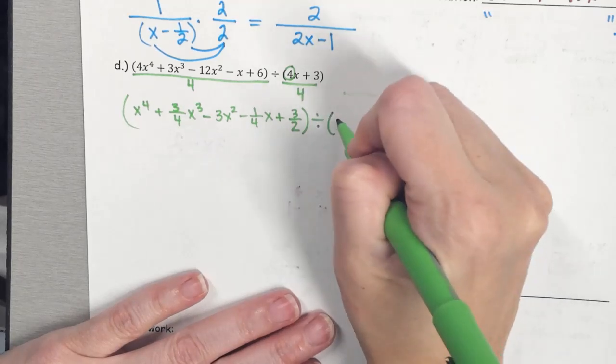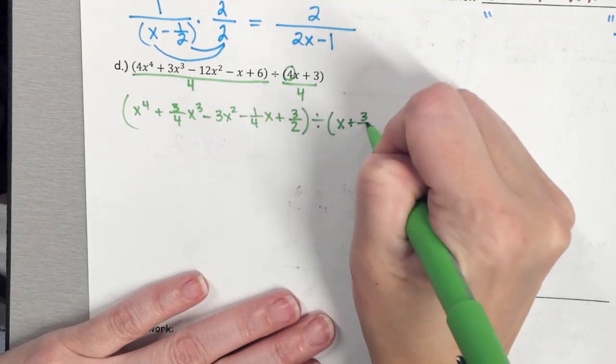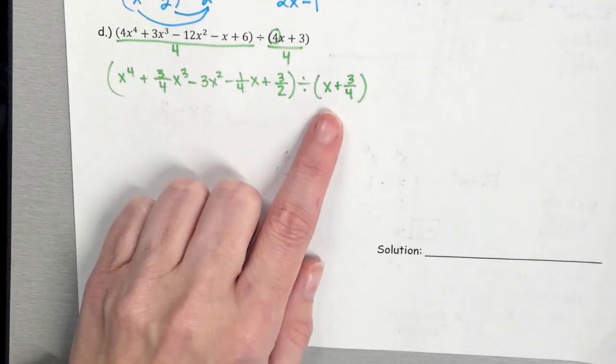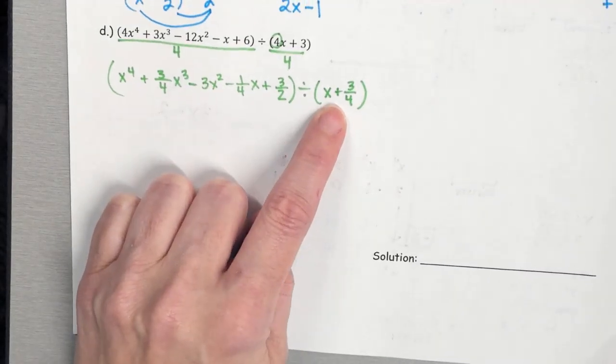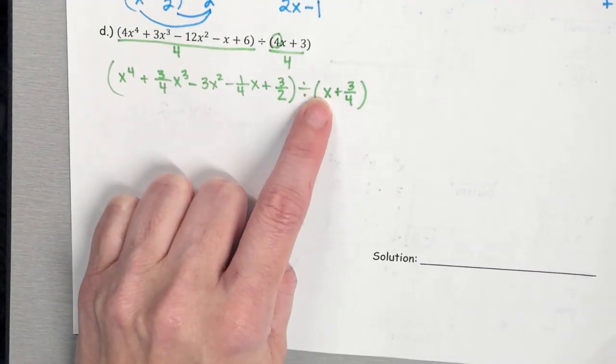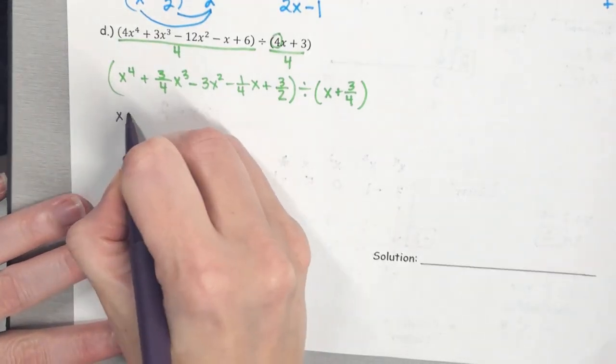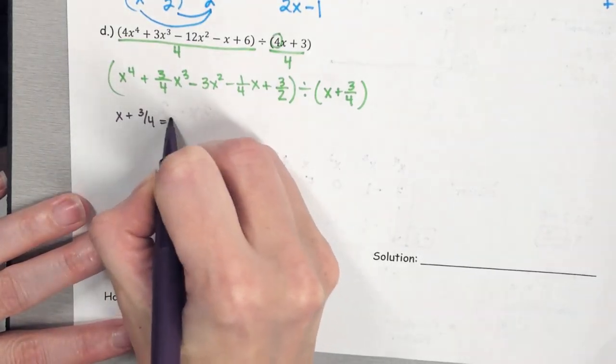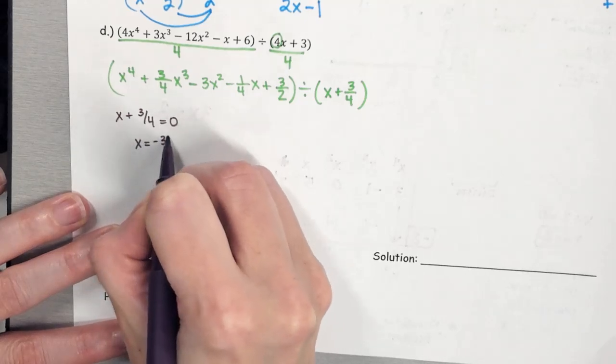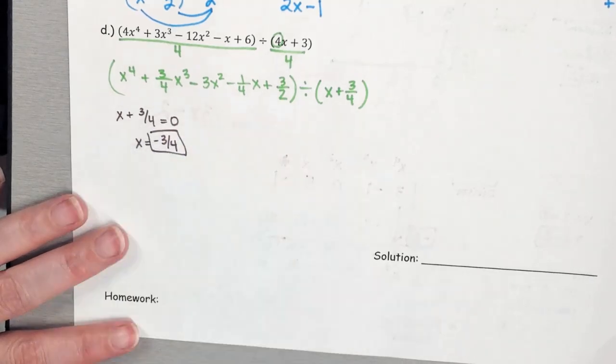So now this becomes x plus 3/4. So now your divisor is a linear binomial with a leading coefficient of 1. So it has to be a linear binomial with a leading coefficient of 1. Okay? So if you have x plus 3/4, we know that's going to be the opposite when we solve.